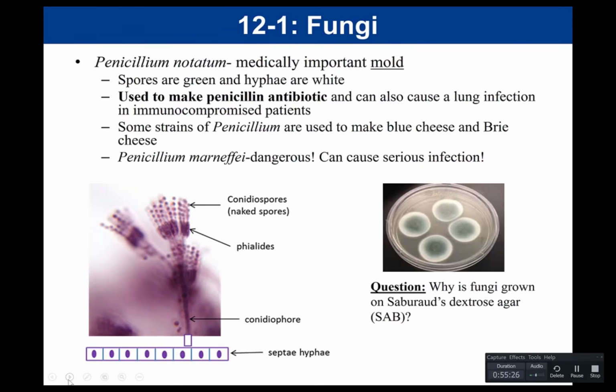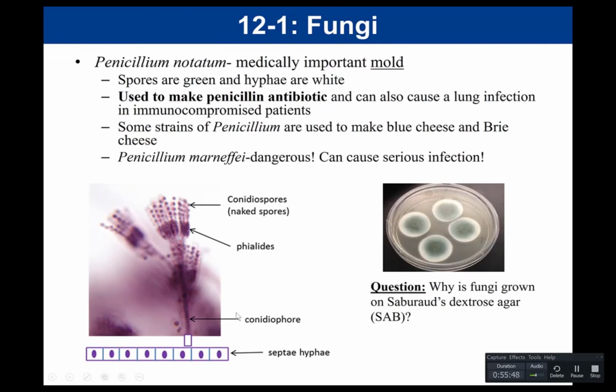This is your medically important mold, right? The big thing about this one is that it's used to make penicillin antibiotic. It's also used to make blue cheese and brie cheese. You want to know that this organism would have septate hyphae. So again, it has the septum that separates the nuclei.